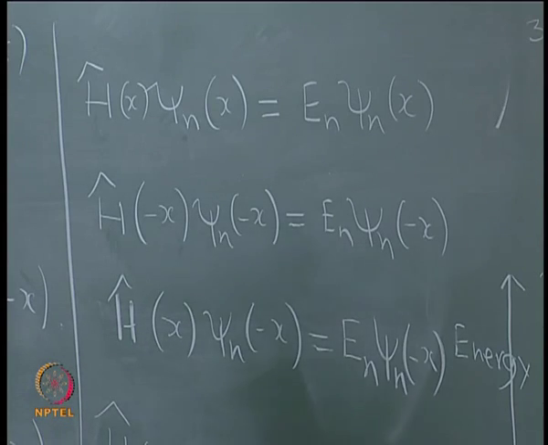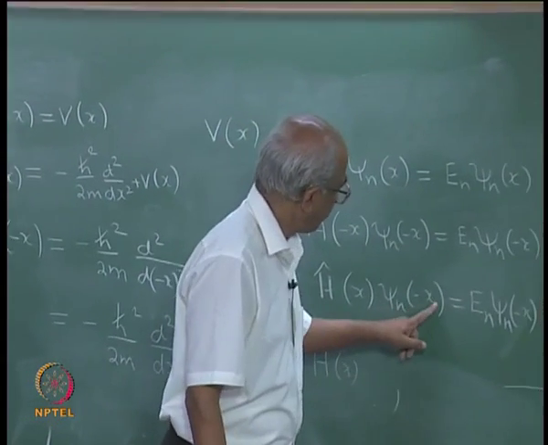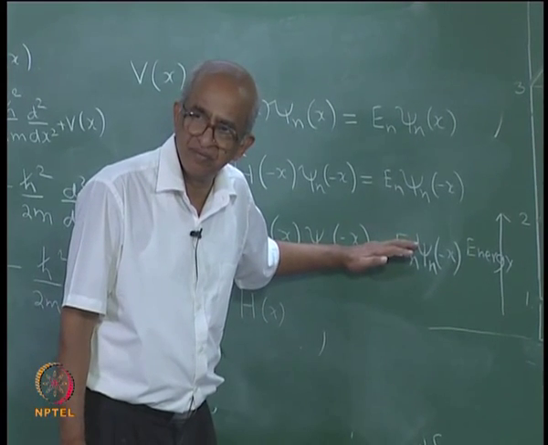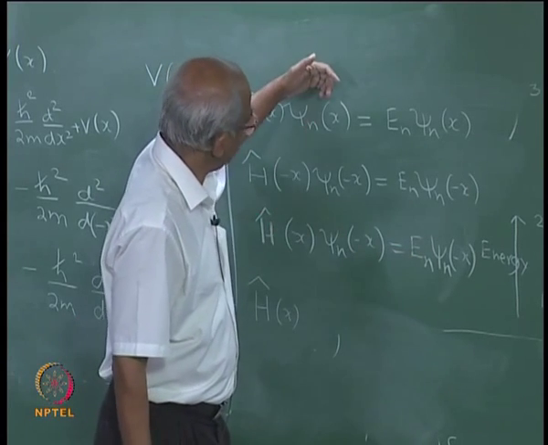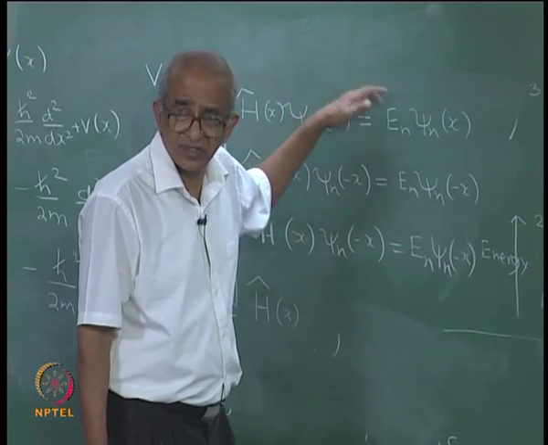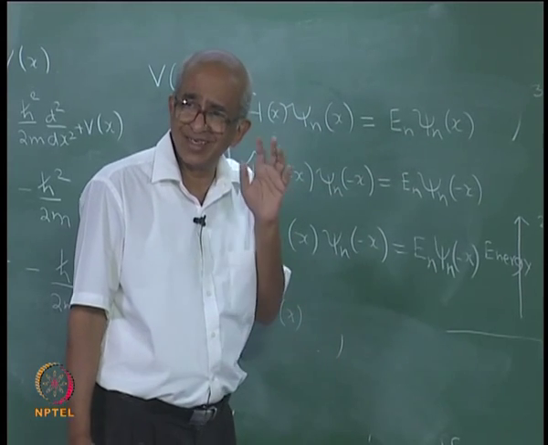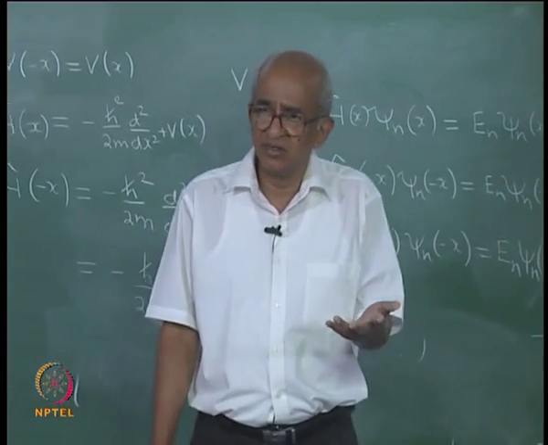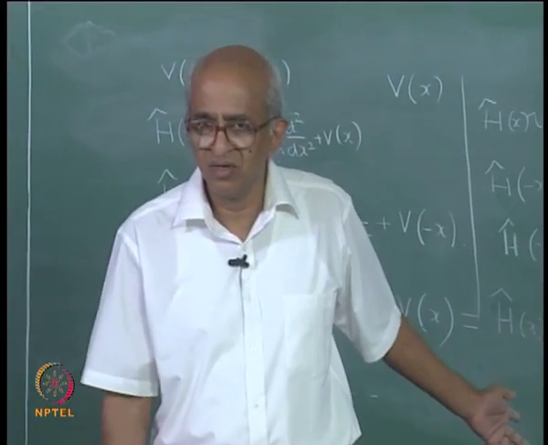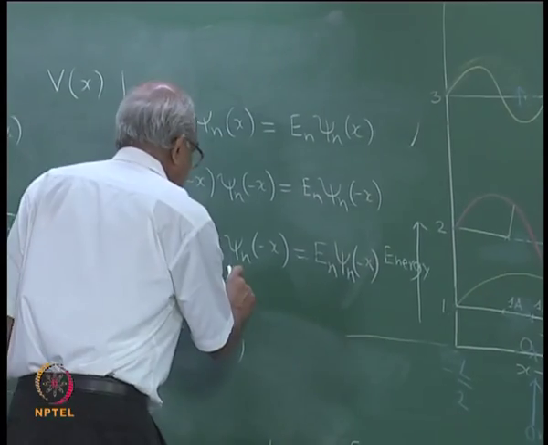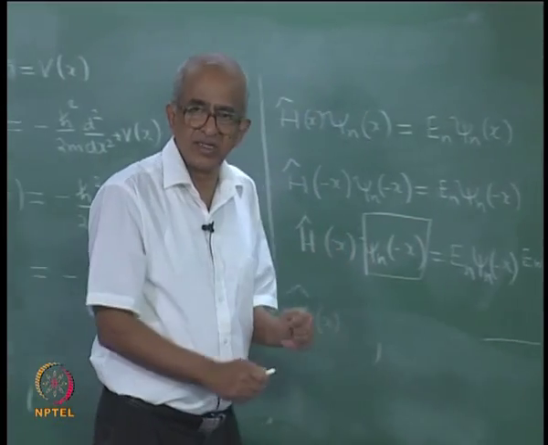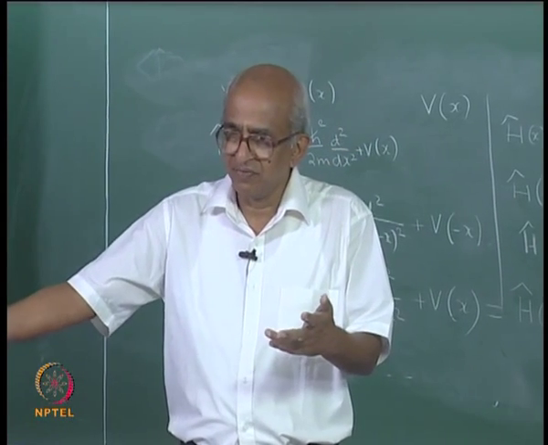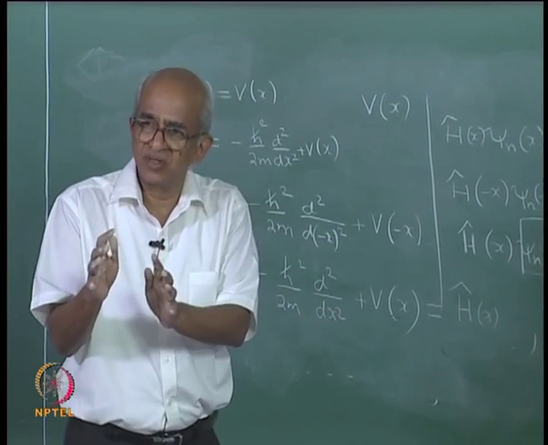So, what does this mean? This means that psi n of minus x obeys the same Schrodinger equation with precisely the same eigenvalue, right. If psi n of x is obeying the Schrodinger equation with that eigenvalue, then psi n of minus x also obeys exactly the same equation with the same eigenvalue. But I know that there is only one state which obeys the Schrodinger equation with that eigenvalue, and therefore, what is the result? This psi n of minus x must be psi n of x itself, but may be multiplied by some constant.